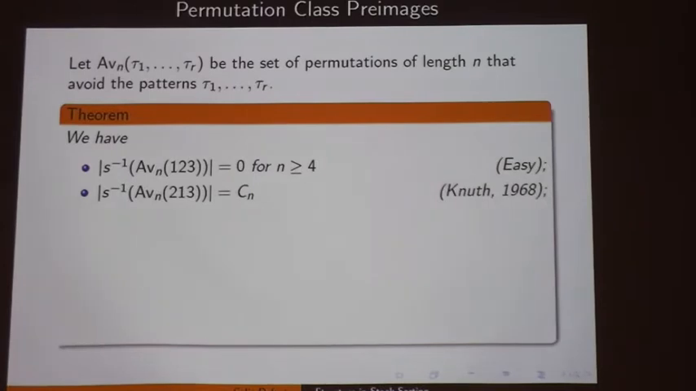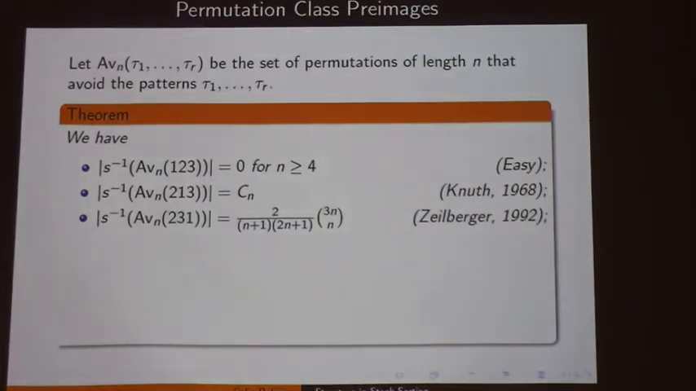We can look at the total number of preimages of all the permutations of length n that avoid 2, 1, 3. This turns out really to be the same as counting 1 stack sortable permutations, which Knuth did in 1968, and so this is just the nth Catalan number. We could also look at the total number of preimages of all the permutations of length n that avoid 2, 3, 1. This turns out to be the same as counting 2 stack sortable permutations, which Zeilberger did in 1992.